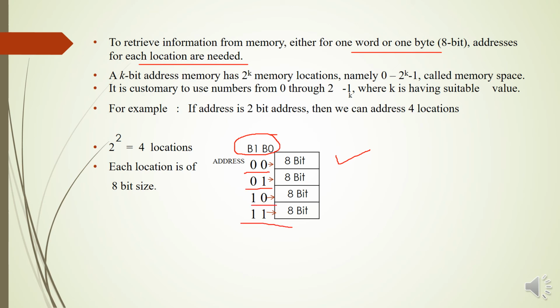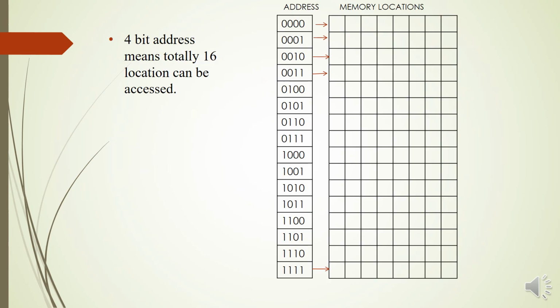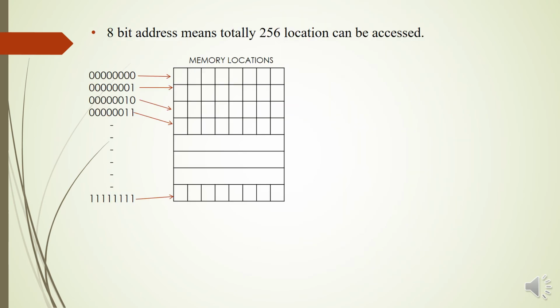That is an example here. If the address is a 2-bit address, then we can address 4 locations. 2 to the power of 2 is equal to 4 locations, and each location is of 8-bit size. Here, a 4-bit address means totally 16 locations can be accessed. With an 8-bit address, totally 256 locations can be accessed.